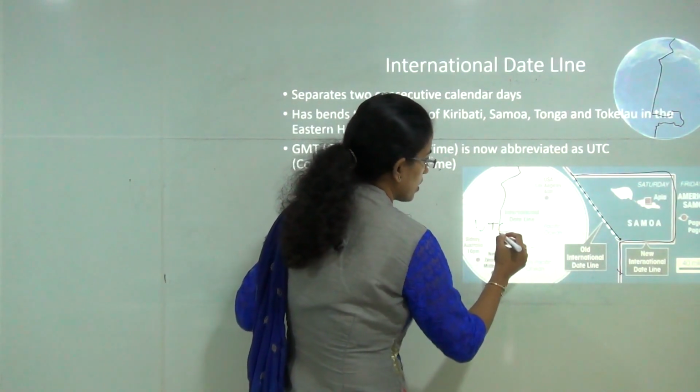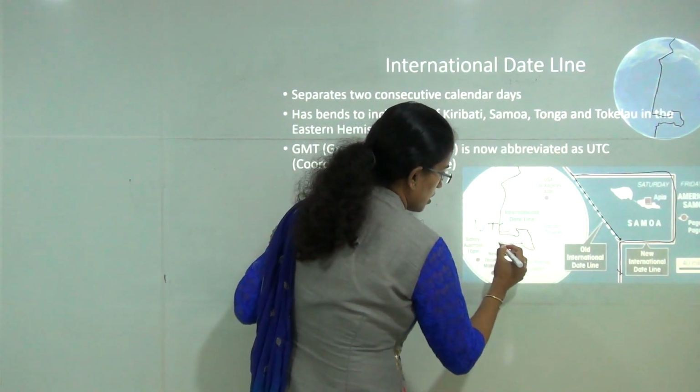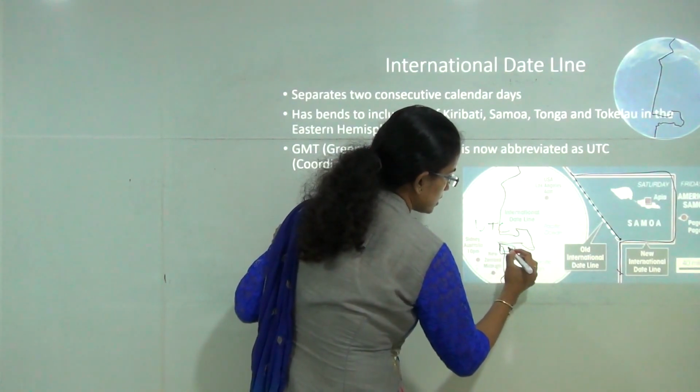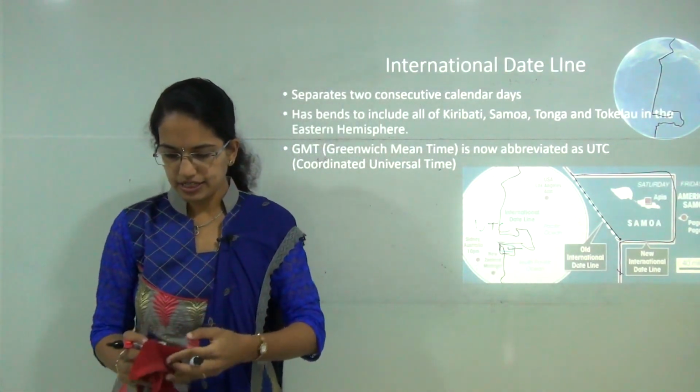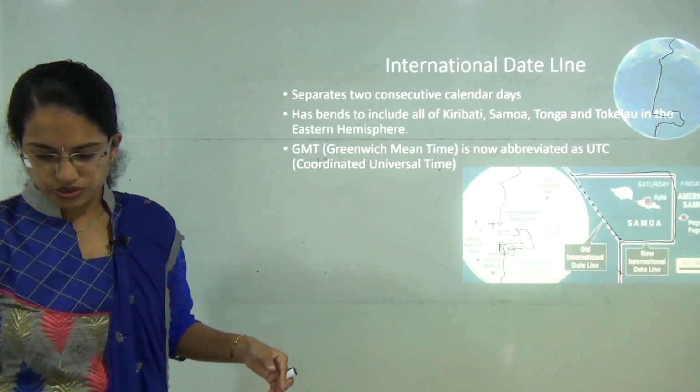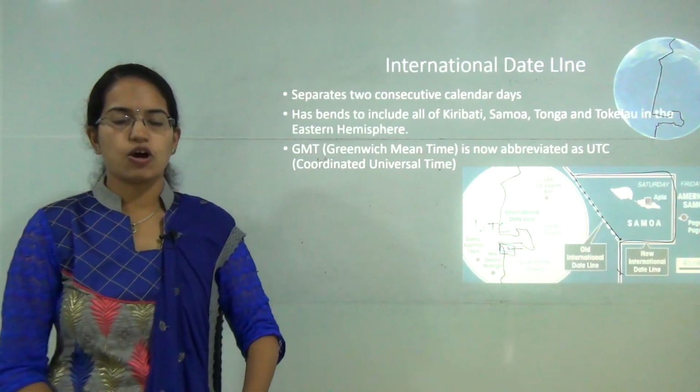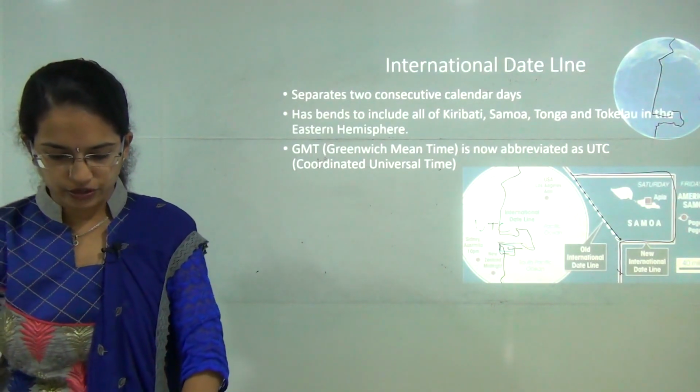If we see, you would have the change in the international date line that took place. So this is about the basics of latitude and longitude.